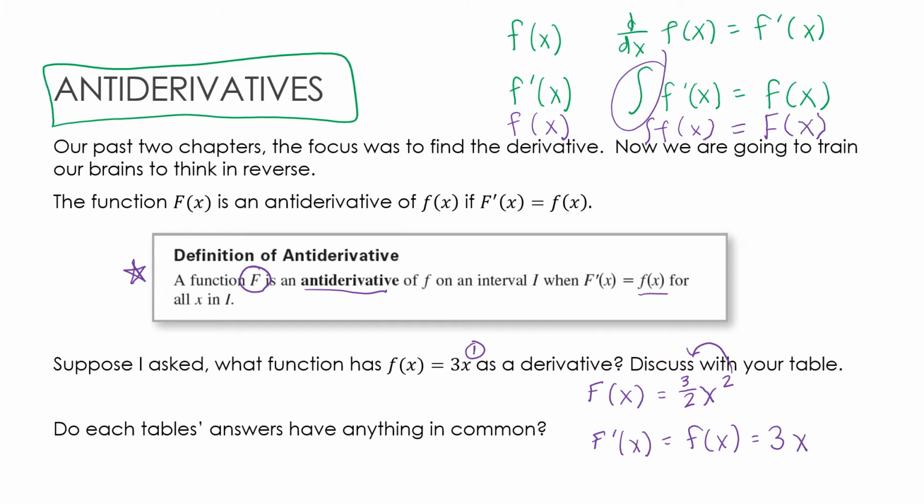But now my question is, is that the only answer? What if I had plus 7 at the end? Wouldn't I still end up at 3x? What if I had minus 22 at the end? Wouldn't I still end up at 3x? Yes. So essentially what I have is a whole family of functions, and obviously I can't have another x in the equation, but I could have anything else that I'm adding or subtracting to that function that's a constant, because when I take the derivative it will go away.